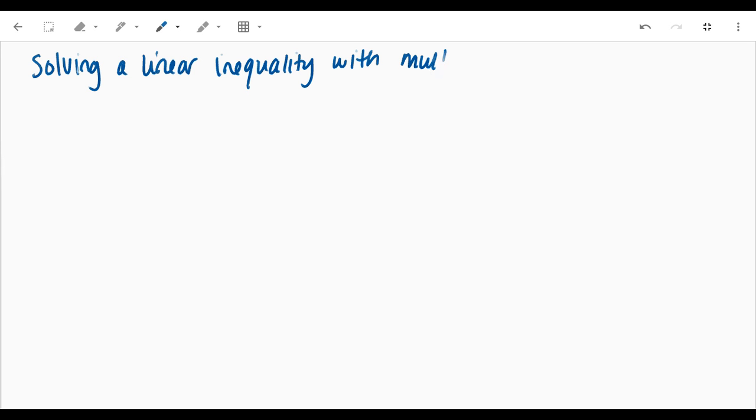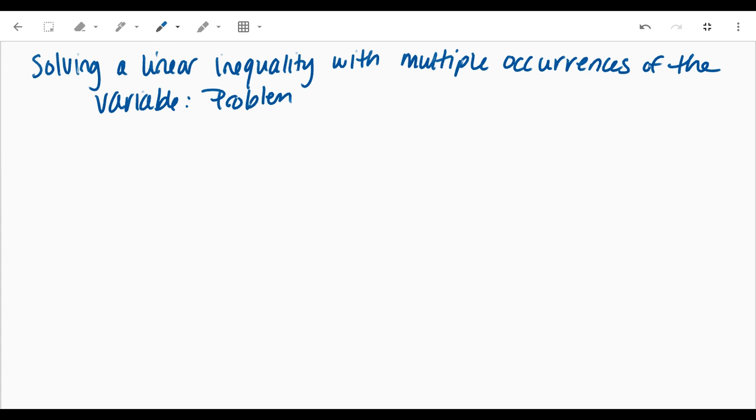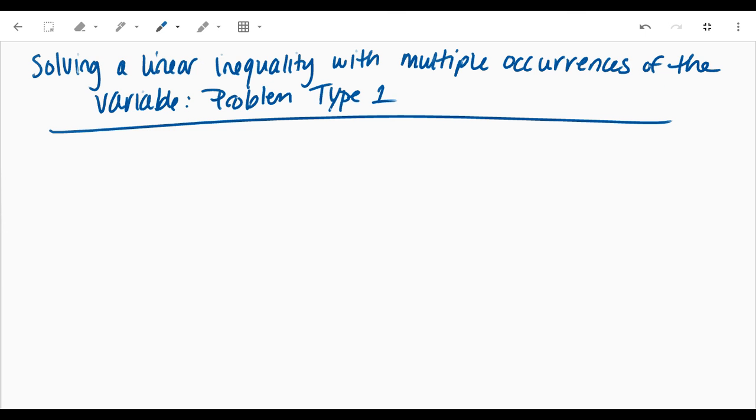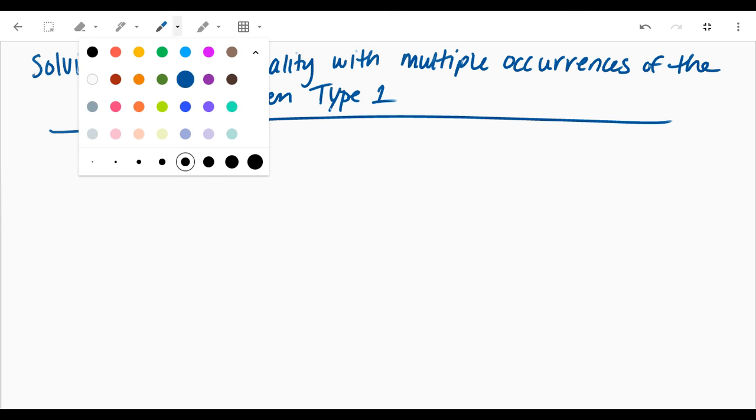We have solving a linear inequality with multiple occurrences of the variable. This is not going to be that much more difficult, and this is also problem type 1. It's just going to be a little bit more involved here, but it's still just like algebra.